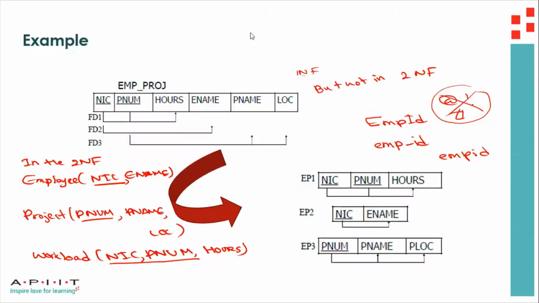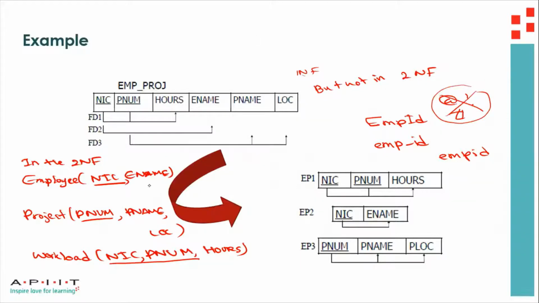So we have completed second normal form, right? Second normal form, remember, you have to satisfy the first normal form. That means you need to have atomic domains for all the attributes, right? And then you cannot have any partial dependencies, right? All relations need to have full dependencies.